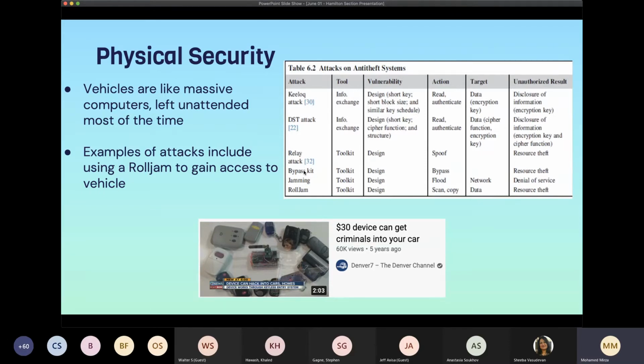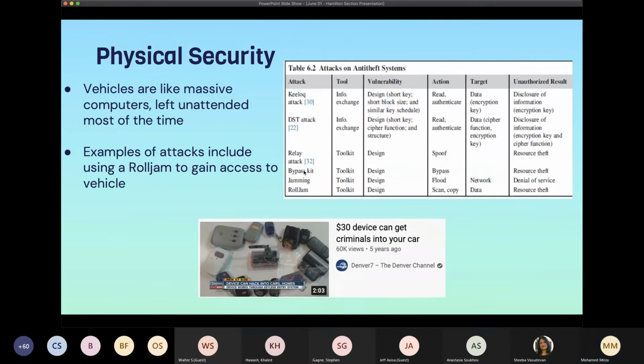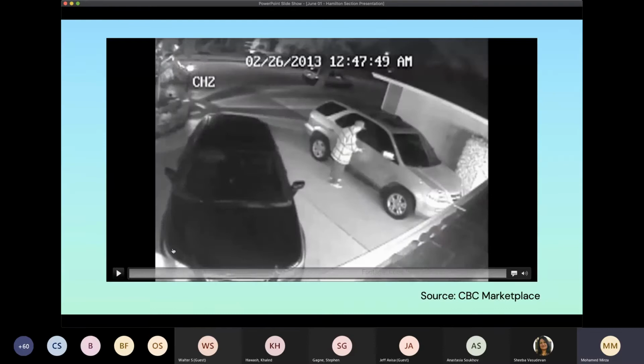Now, modern day vehicles obviously are aware of that. For example, the Tesla has new technology where it has sensors all around the car, so it records if anyone's near your vehicle while it's left unattended. However, it is only a matter of time before they're exploited. So let's watch a video by CBC Marketplace.